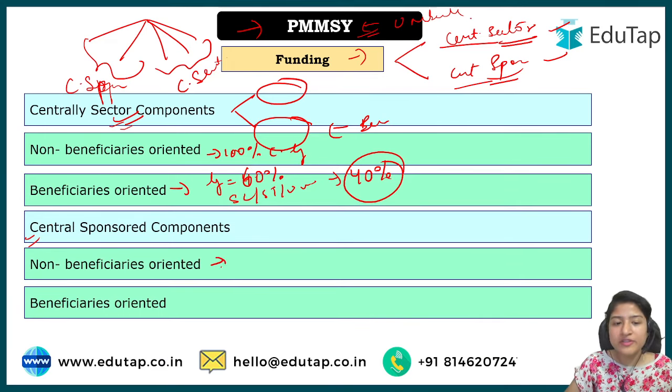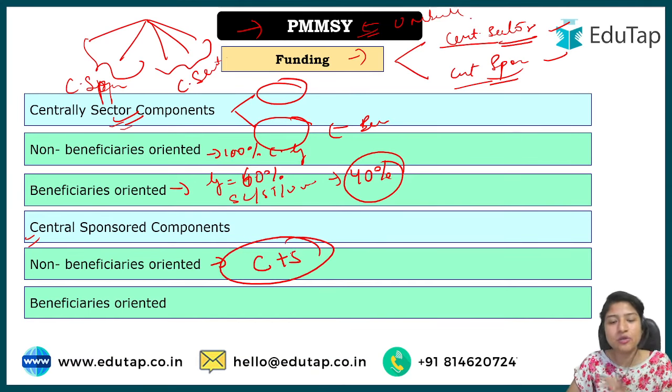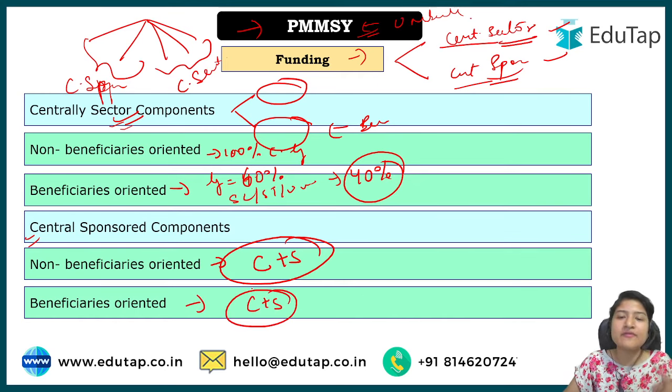तो नॉन बेनिफिशियरी ओरिएंटेड इट मीन्स सिर्फ सेंटर और स्टेट ही पैसा देंगे. Only center and state will provide the money. Beneficiaries just take the benefit, they don't add to the funding. But in case of beneficiary oriented, center and state, of course they will give money. Why will both give money? Because it is a centrally sponsored scheme. But again, the beneficiary will also contribute some portion to it.